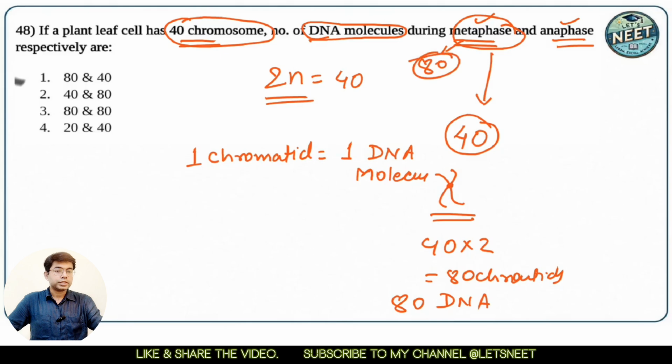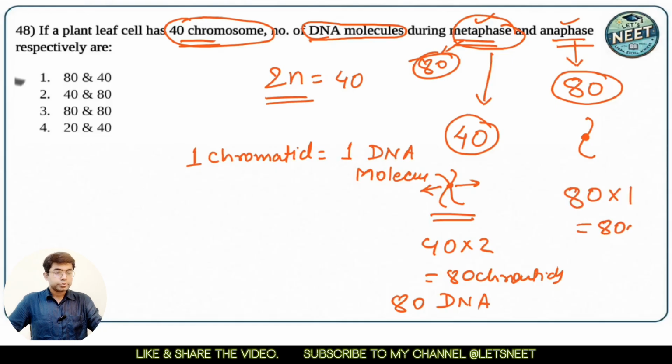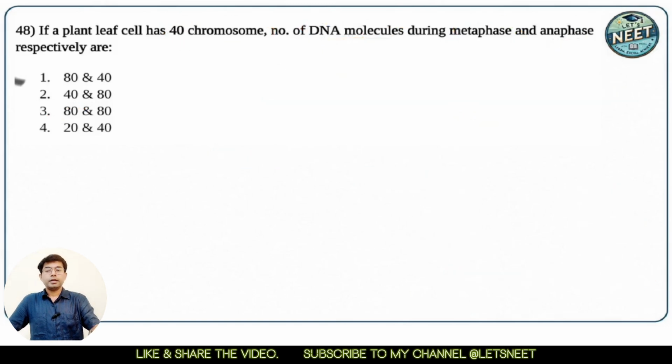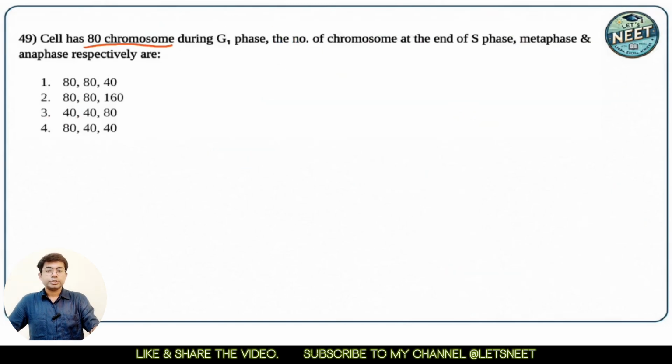Now what in anaphase? So see, here in anaphase the chromosome number get double, so the number of chromosome will be 80, but the difference here will be each chromosome only have 1 chromatid, right? Because splitting of this will happen in anaphase. So each chromosome, so 80, and because each chromosome has 1 chromatid, so 80 into 1, so there is 80 chromatid. So here also there will be 80 DNA molecule, right? So overall 80 and 80 will be right answer. Next question. Here, cell has 80 chromosome in G1 phase, right?